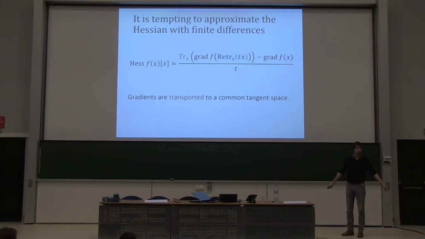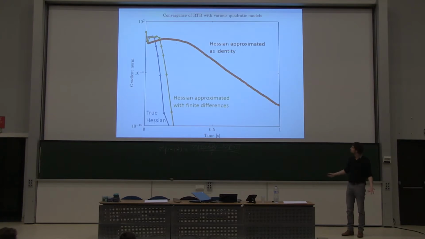And before doing any theory, you can just code this, put it in the algorithm, and see what happens. And this is typically what you see. You have this yellow curve here, behaves almost exactly the same as if you had the true Hessian, just in this case it's a bit slower. Sometimes it's even faster, actually. It depends on the application. And you seem to get all the benefits of the Hessian, even though you didn't have to compute it.